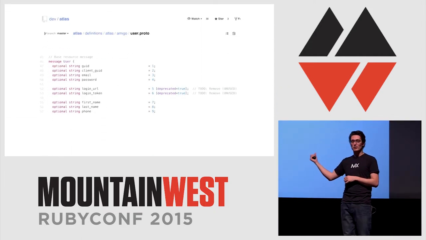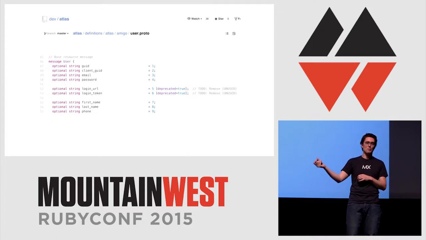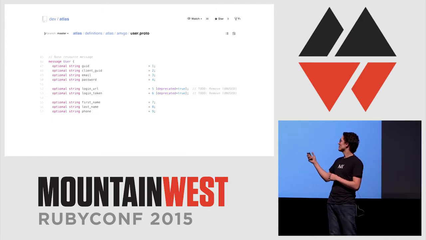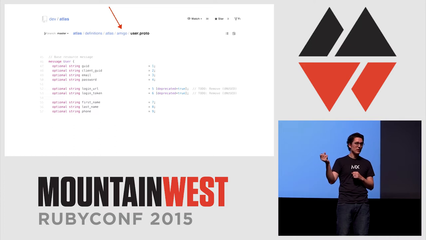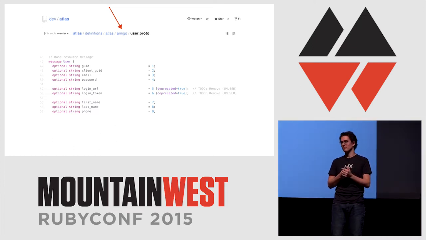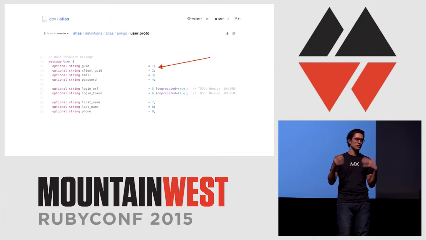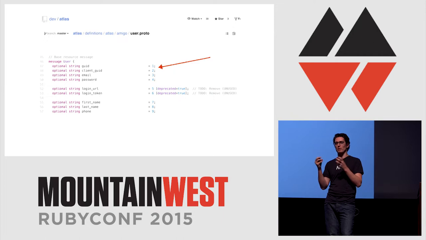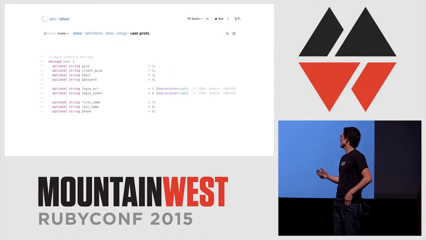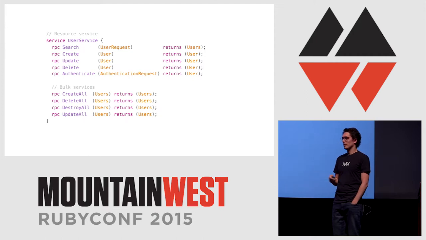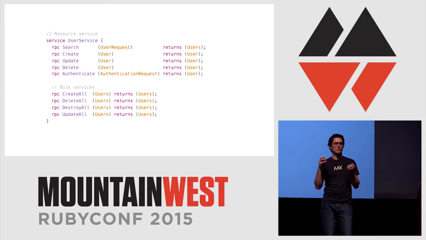If I go search in the Atlas project for user, I'm going to find this user.proto file. At the top, you can see that this file is in the Amigo directory, so immediately I know that users are being managed by Amigo. I can also look down here and see the definition of what a user looks like. This will tell me the shape of what a user looks like as it flows between the applications in my system. If you scroll down to the bottom of that file, you'll see a definition of a service.